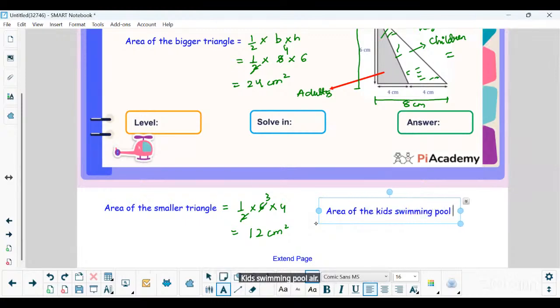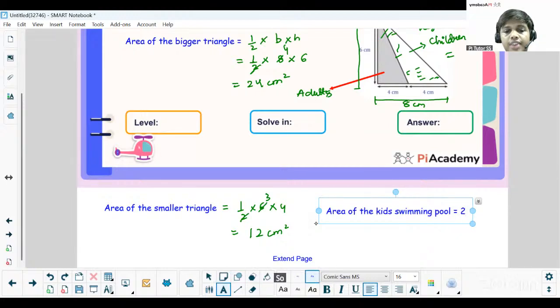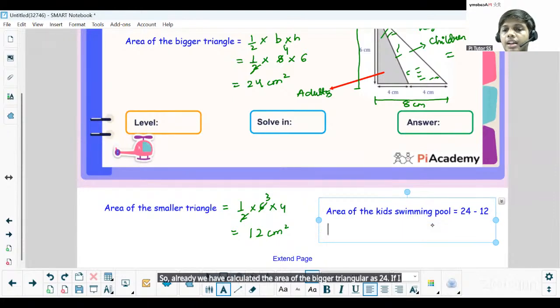Great. Very good. So already we have calculated the area of the bigger triangle as 24. If I subtract it with 12, that will give me the final area of the kids' swimming pool, and that is equal to 12 centimeters square as the right answer.